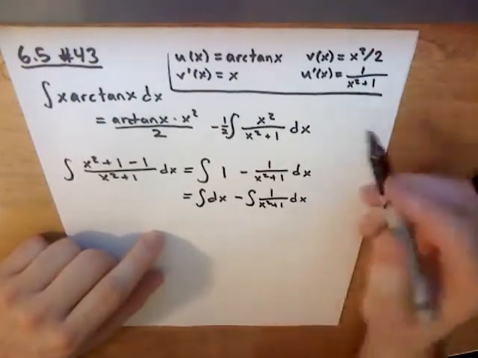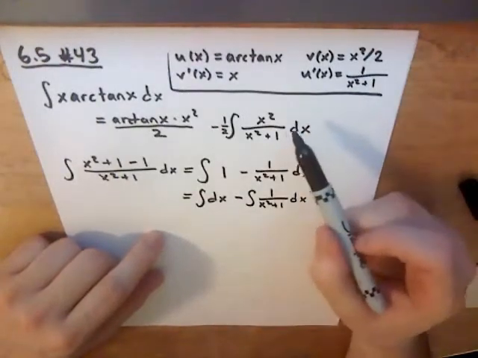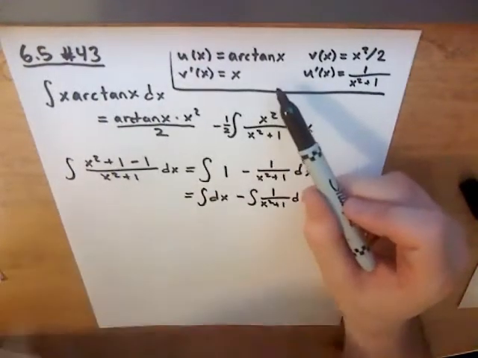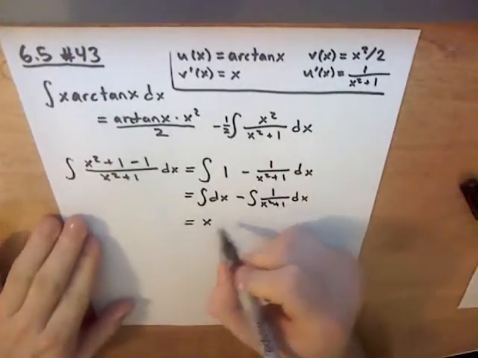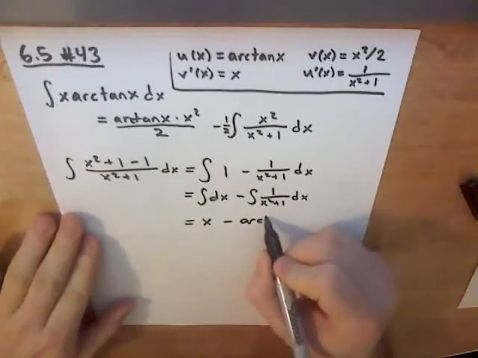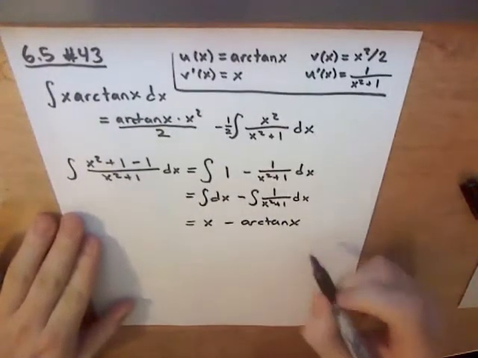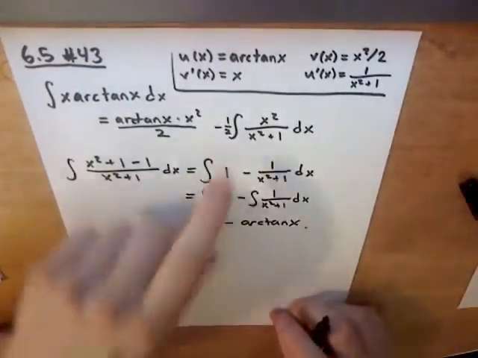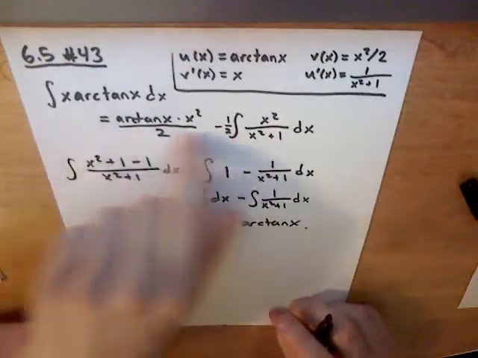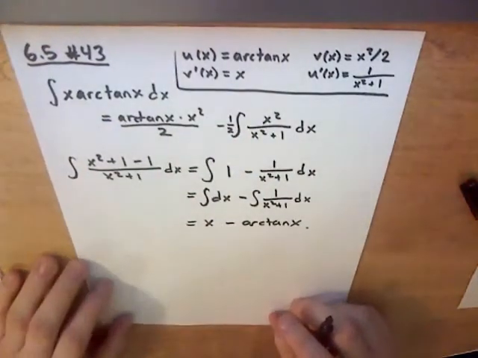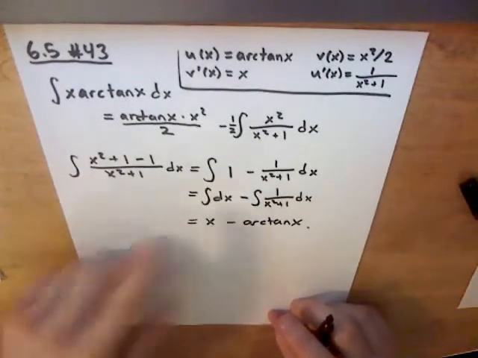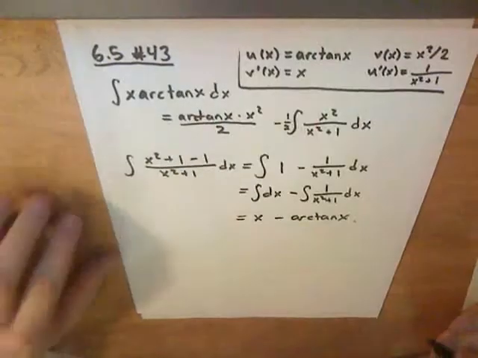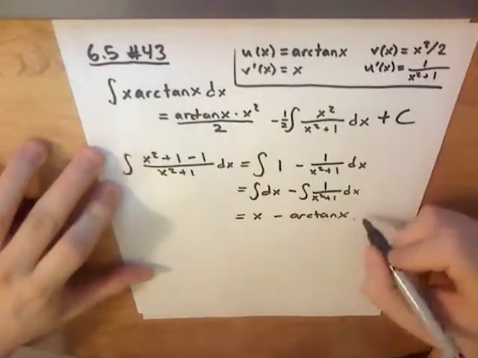But this is one that we know is common. It's the derivative of arctan x, so what we get is x minus arctan x. Alright, so you just plug this into here and simplify. I won't do those details, but that's how to proceed from here. I can't believe I didn't see it. And don't forget plus c.